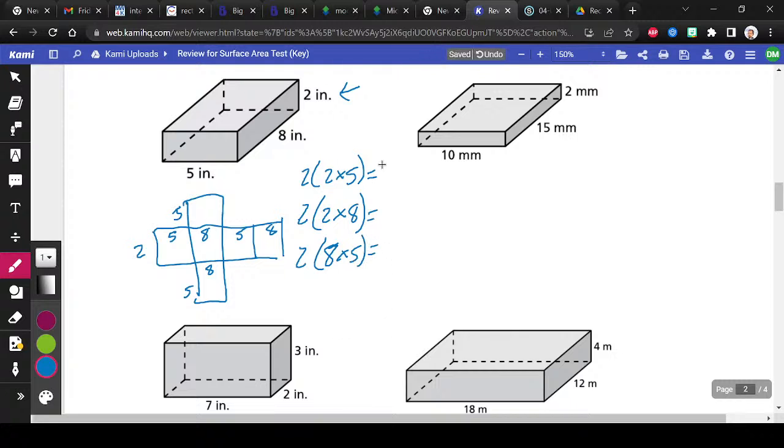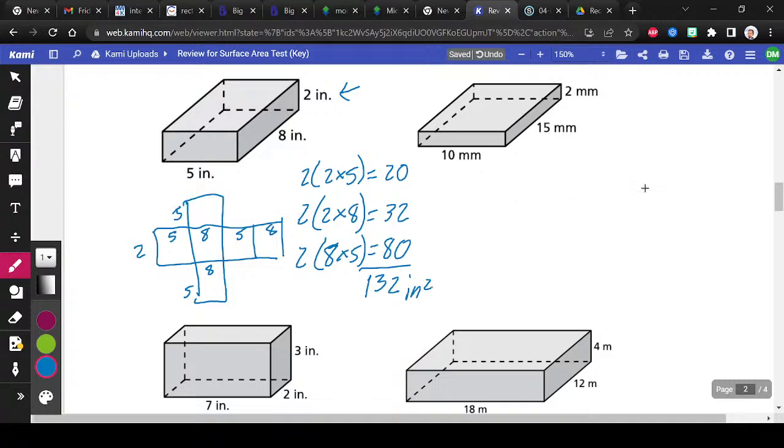So 2 times 2 times 5 is 20. 2 times 2 times 8 is 32, and 2 times 8 times 5 is 80. And then we add these up. 20 plus 32 plus 80, that's 132 inches squared.